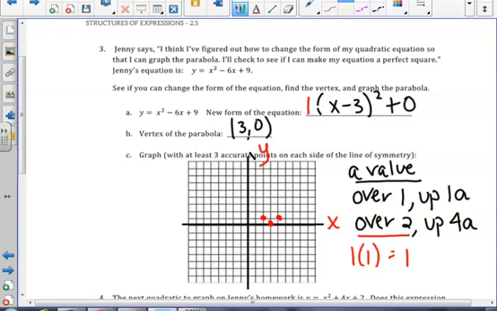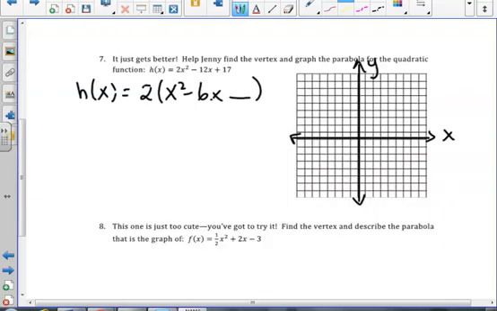If I wanted to plot another point from the vertex, I would go over to the right 2 and up 4 times 1, which is 4. So I would go over right 2 from the vertex and up 1, 2, 3, 4. Again, because I know a parabola is symmetric, I would go left 2 and up the same amount, 1, 2, 3, 4, to graph my parabola.